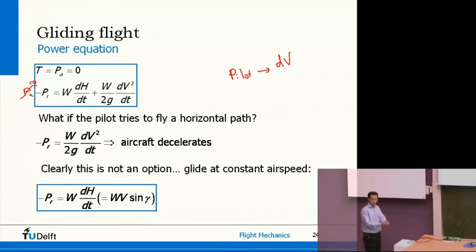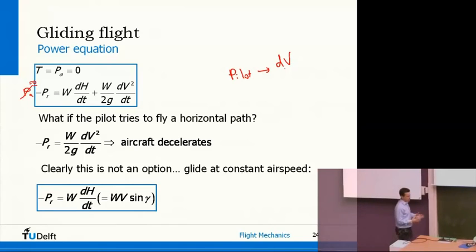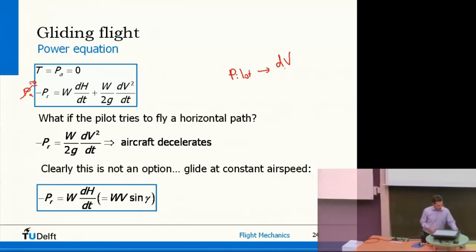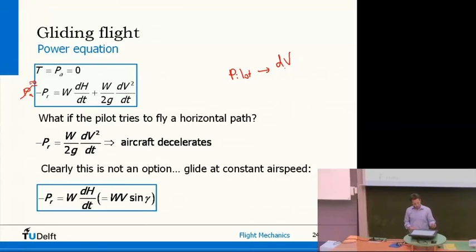So you can imagine pulling up is the same as trying to stay at the horizontal path. So then you reduce energy. And this is how a pilot can achieve it. But now you see we have one simple equation. Minus power required divided by the aircraft weight is V sine of gamma, which is the rate of climb or descent of the aircraft.